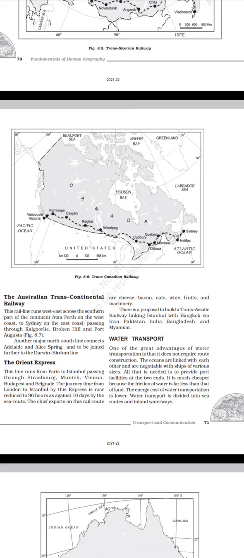Water transport. One of the great advantages of water transportation is that it does not require road construction. The oceans are linked with each other and are negotiable with ships of various sizes. All that is needed is to provide port facilities at the two ends. It is much cheaper because the friction of water is far less than that of land. The energy cost of water transportation is lower. Water transport is divided into sea routes and inland waterways.